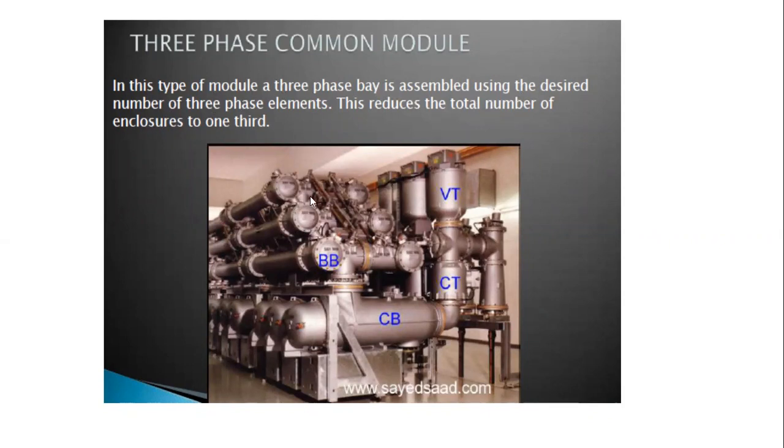We are using the bay. Bay means the combination of all the three phases. In this three phase common module, we are using a three phase bay that is assembled using the designed number of three phase elements.